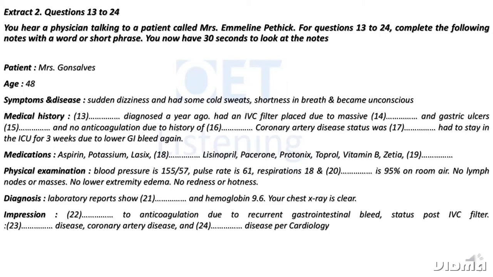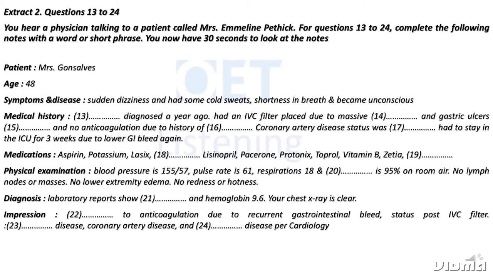Pulse rate is 61. Respiration's 18, and oxygen saturation is 95% on room air. No lymph nodes or masses. No lower extremity edema. No redness or hotness. The laboratory reports show creatinine 2.1 and hemoglobin 9.6. Your chest X-ray is clear.